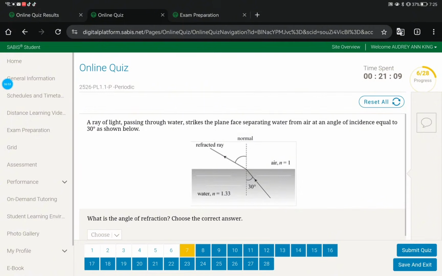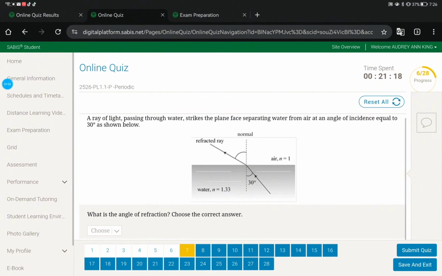A ray of light passing through the water strikes the plane face separating water from air at an angle of incidence equal to 30 degrees as shown below. What is the angle of refraction? Okay, so we're gonna use Snell's law again. So we have n1, which is just 1, so just keep it sine x, because you multiply it by 1 here, so you're gonna get the same thing.